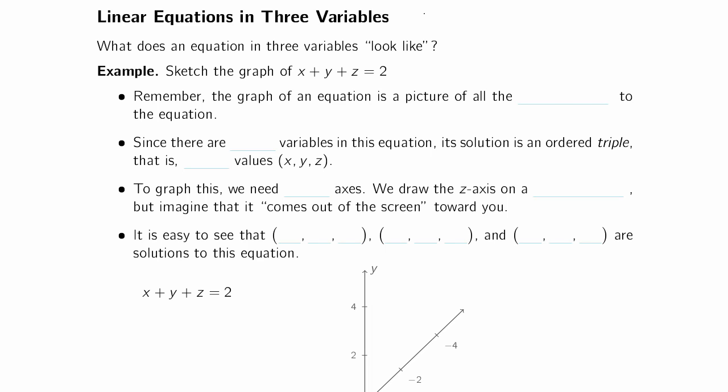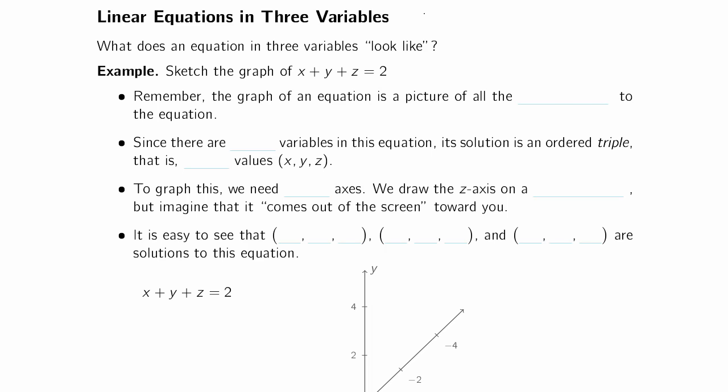In order to understand what was going on with the inconsistent and dependent equations in two variables, we looked at the lines involved. In order to understand what's happening with inconsistent and dependent systems of three equations, we'll need to look at pictures of those equations as well. So we need to ask, what does the graph of an equation in three variables even look like?